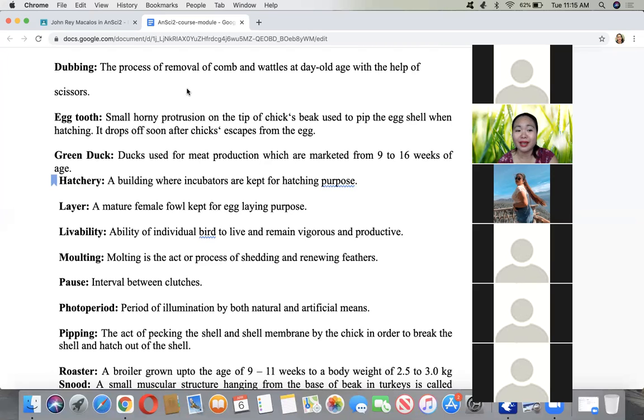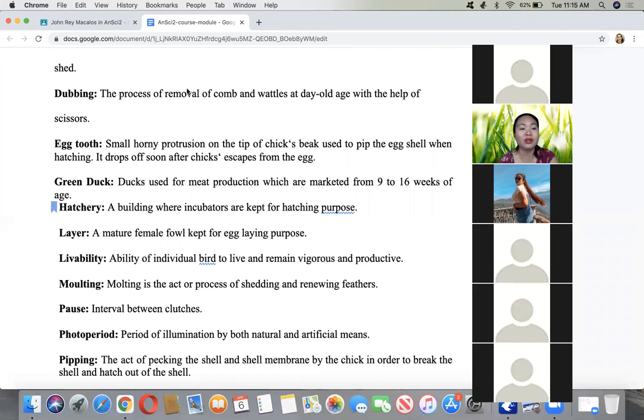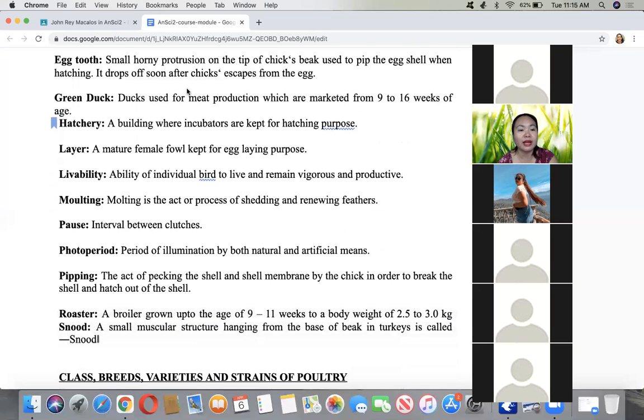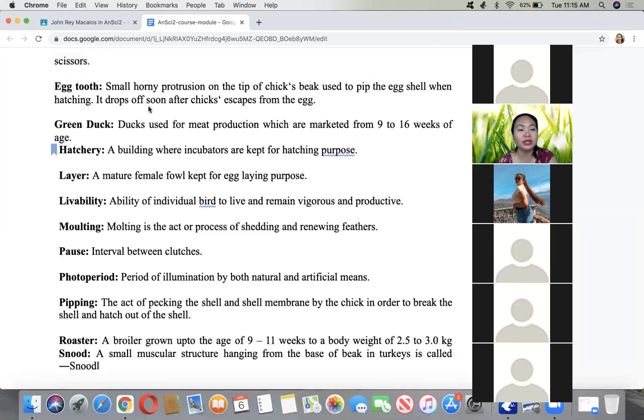I don't know why they do that, but it will also impact the whole growth and quality of the meat perhaps. And the egg tooth is the small horny protrusion on the tip of the chick's beak used to pip the egg shell when hatching. So it drops off soon after the chicks escape from the eggs. Yun lang ang tawag na. That's why they can get out of the shell of the egg, because of the egg tooth.